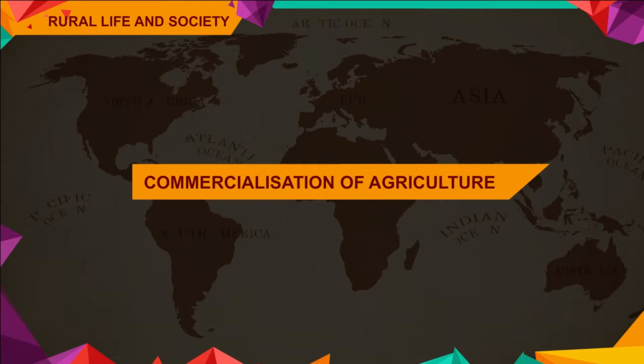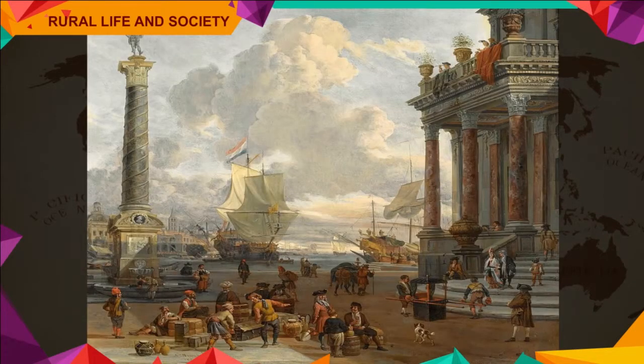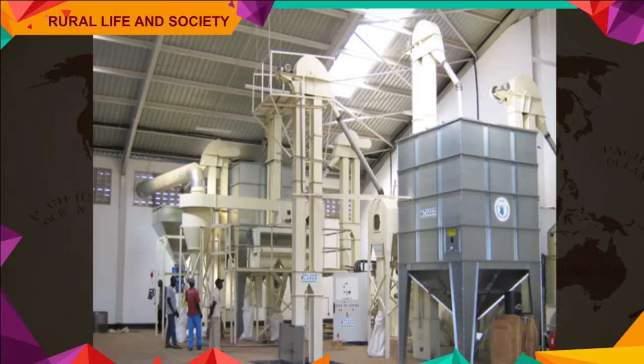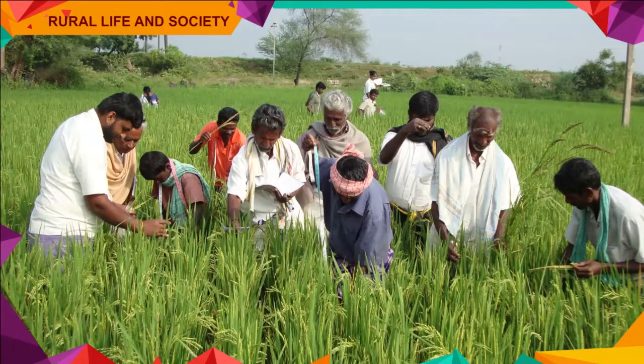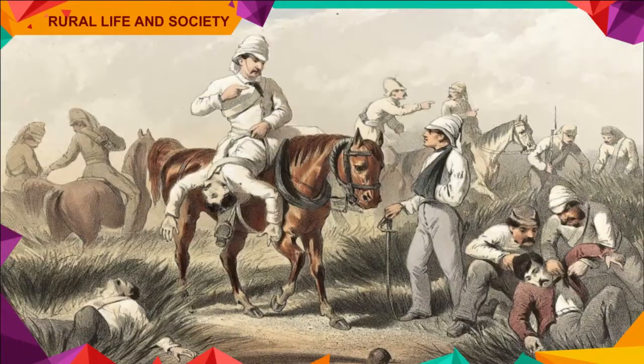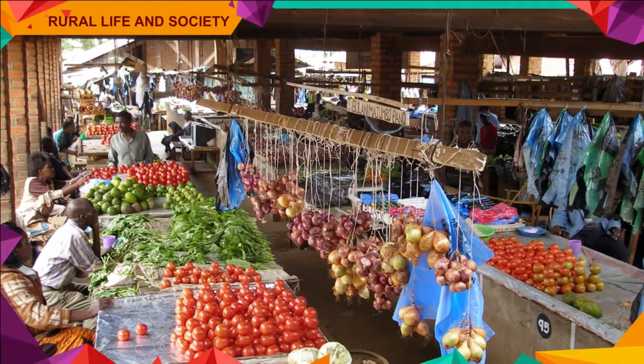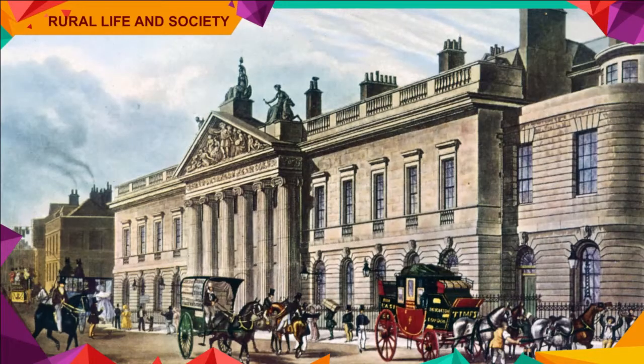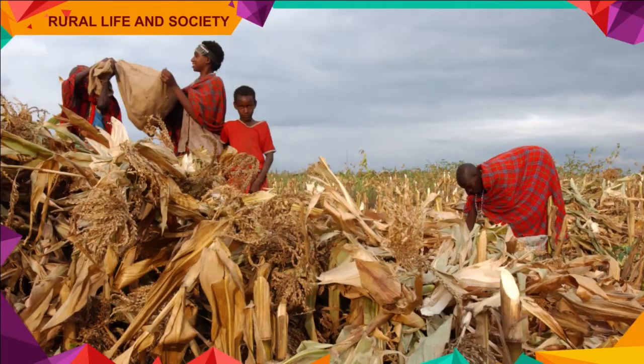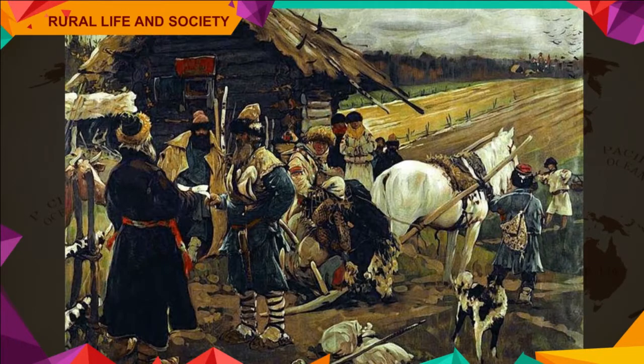Commercialization of agriculture. As a result of the new revenue systems, agriculture got commercialized and production for the market replaced production for the community. In order to pay land revenue in cash, the peasants had to sell their produce in the nearby market. As the prices were low after the harvest, they were forced to sell at a very low price. The insistence on paying the land revenue in cash caused this problem.